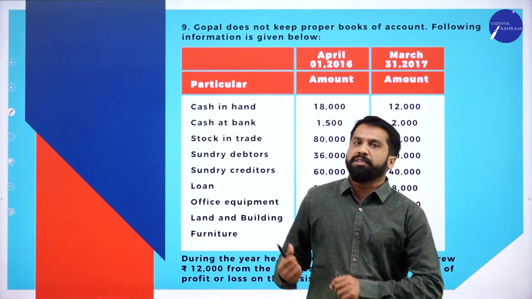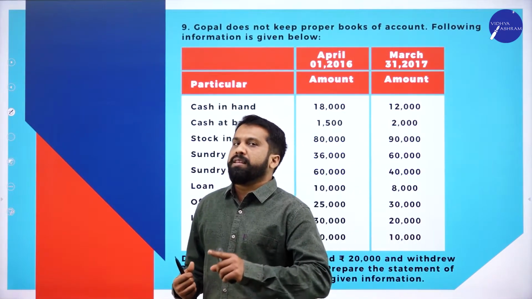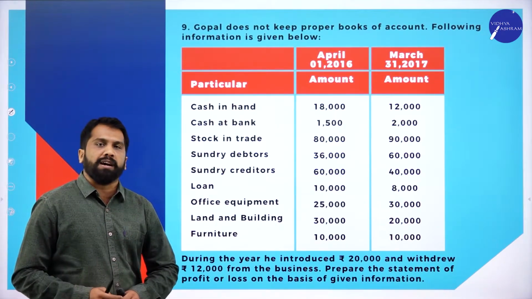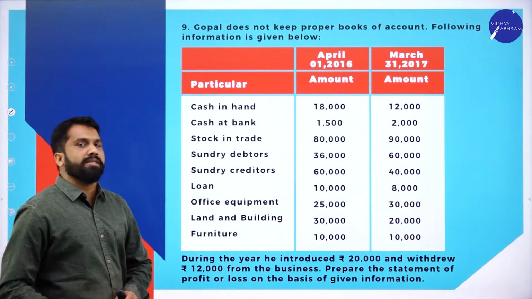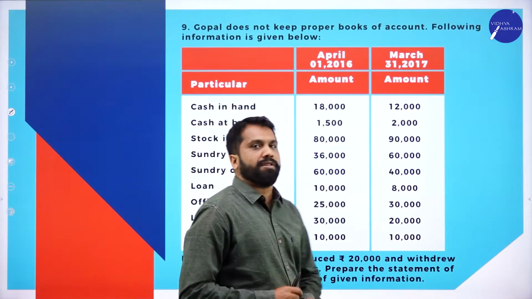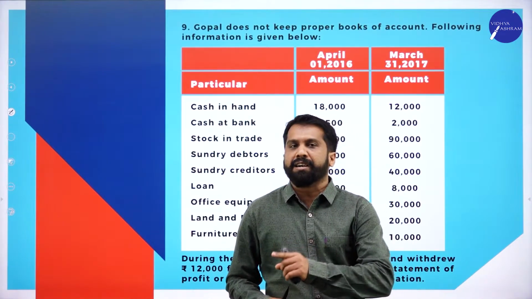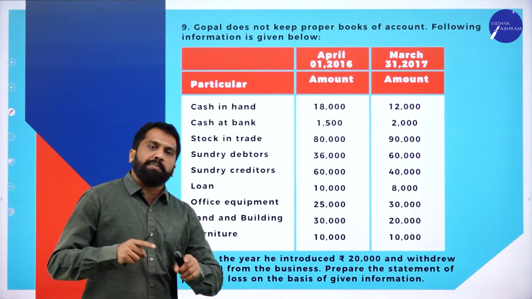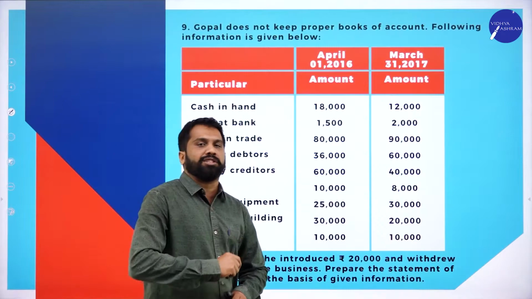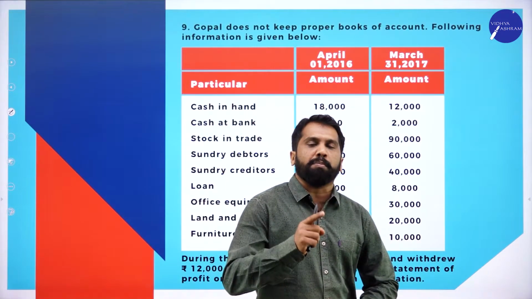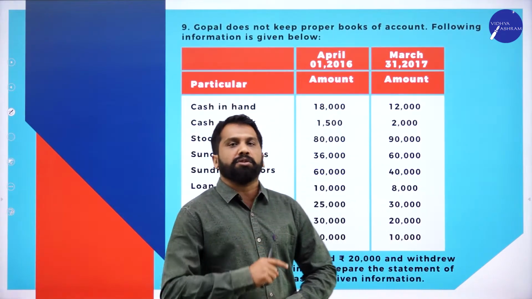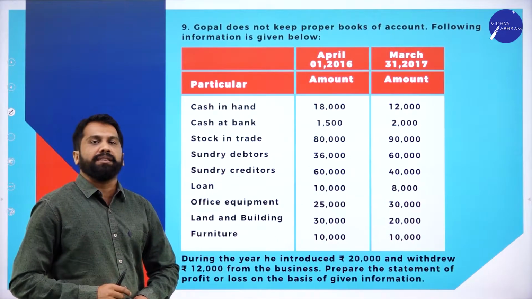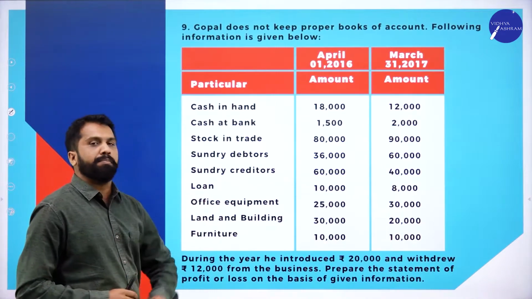Gopal has not maintained proper books of accounts. If any person has not maintained proper books of accounts, we treat that account as incomplete records. If it is a complete record, or a double entry system, they should maintain proper books of account. They should maintain proper records. If it is not properly maintained, we call it incomplete.